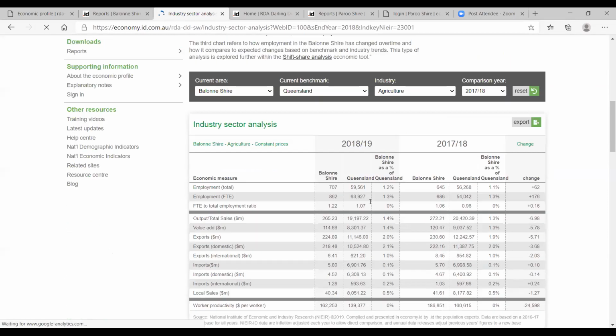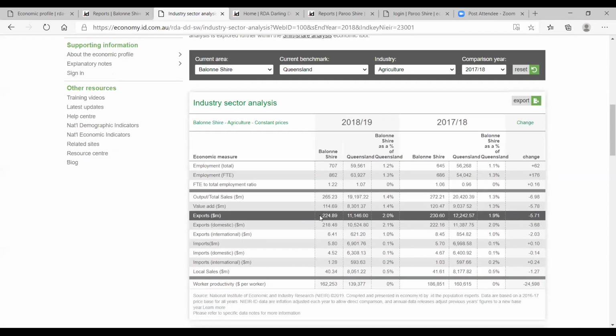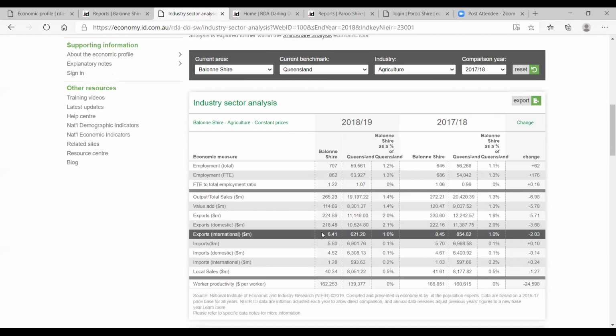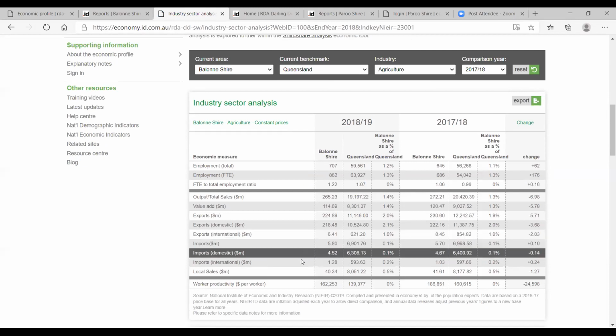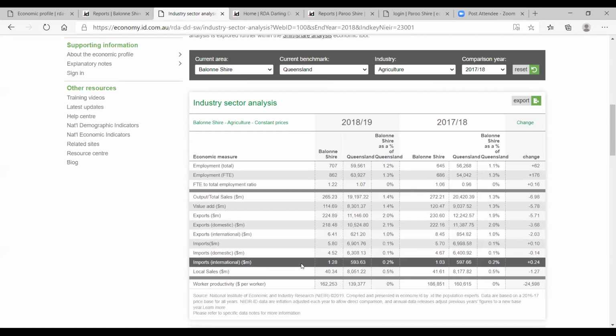I want to break that down and figure out how much we're exporting, how much of that is domestic, how much of that is international. So straight away, I can see we're not as reliant on international exports as we are on domestic. Excellent, because when COVID hit, those communities that were heavily reliant on exporting internationally were hit that little bit harder. We're not as reliant on international imports.